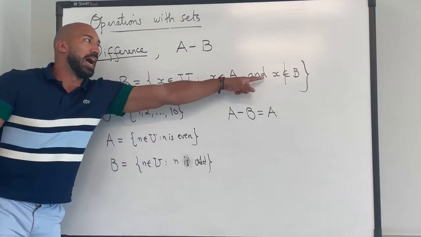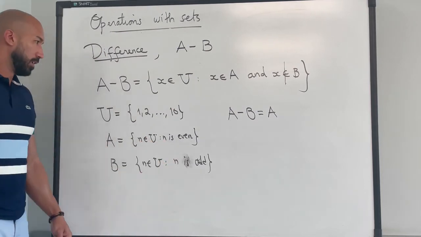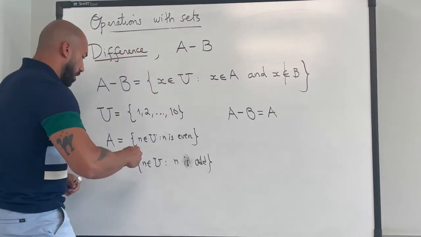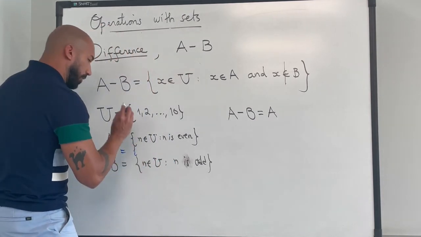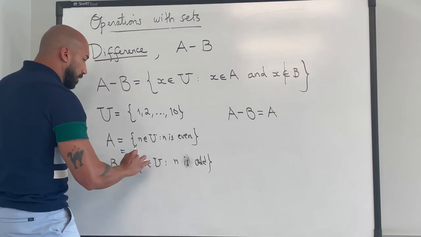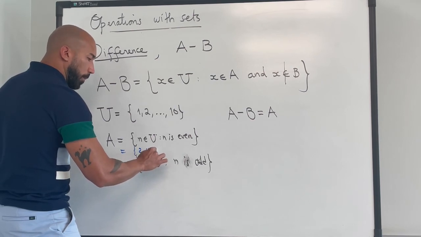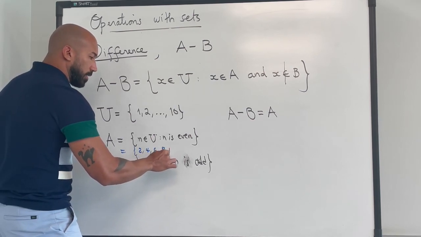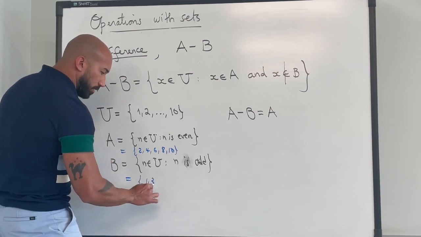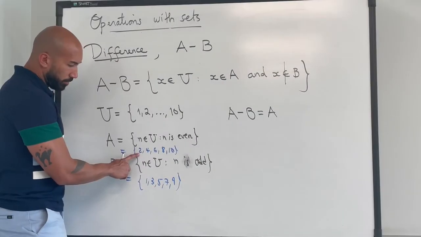If it's in A and never in B, we are going to keep it, so we are going to keep all the elements in A. And obviously, we can list all the elements in A: 2, 4, 6, 8, and 10. All the elements in B: 1, 3, 5, 7, 9.